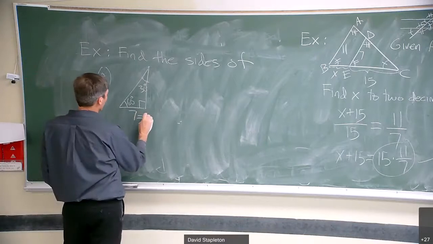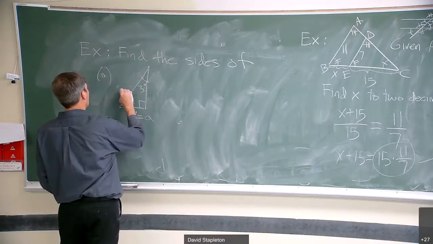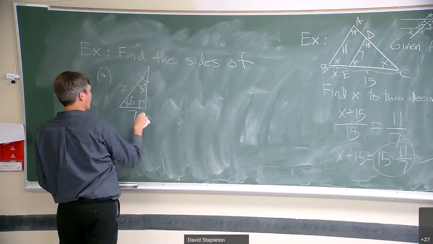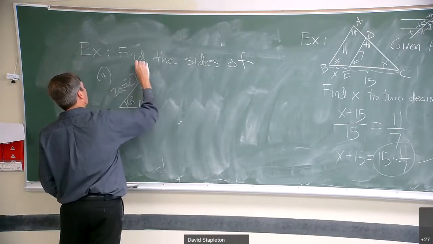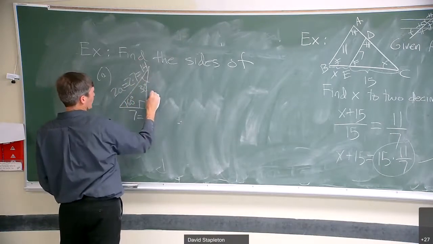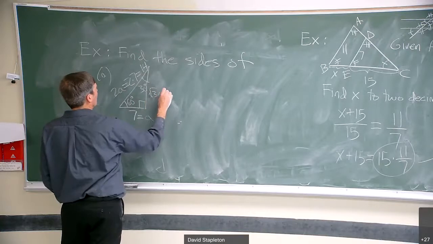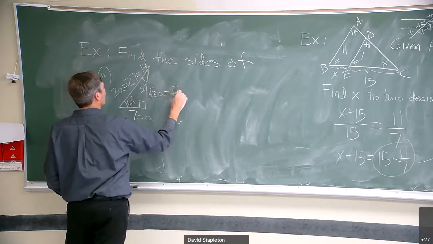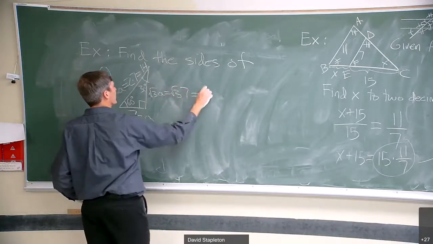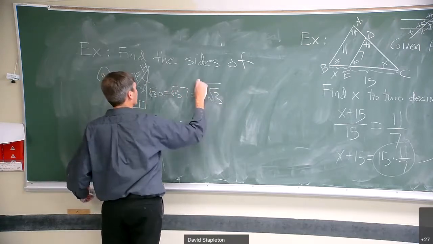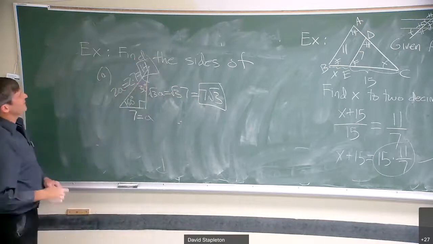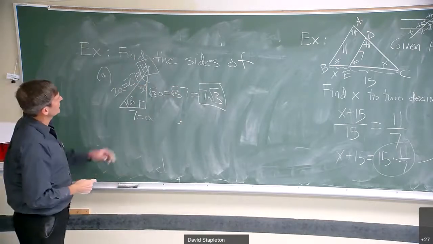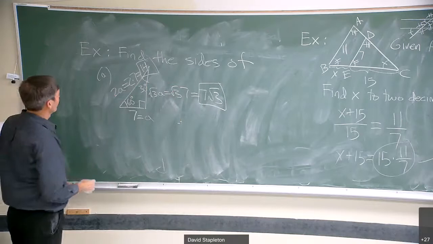Well, if 7 is one side, then this is A, and this must be 2A. It must be 14. And this must be square root 3A, or square root 3 times 7. And again, we write the whole number first and then the radical. So it's 7 square root 3. So there's the sides of this one. Given that 7 is the one side, the other sides are 7 square root 3 and 14. Right?